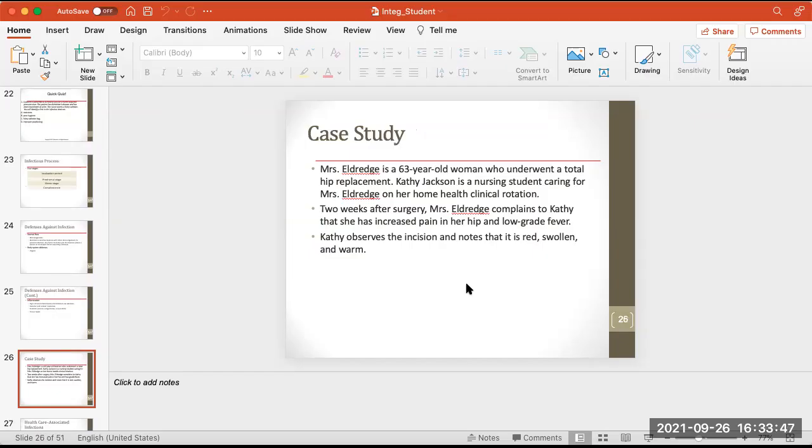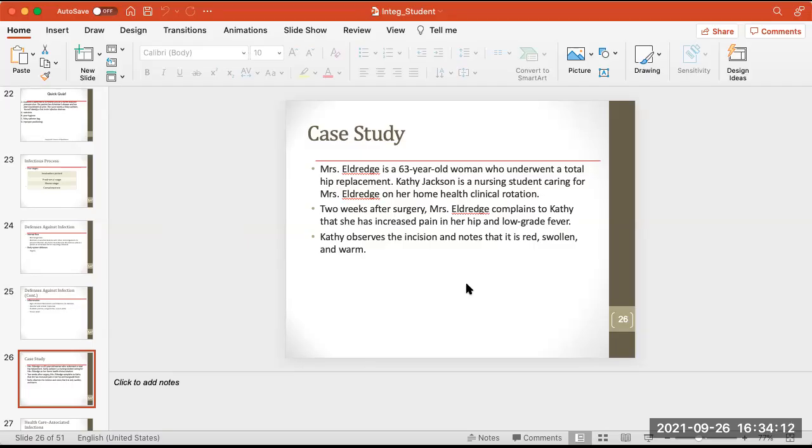Here we have, what do we have? Mrs. Eldridge, a 63-year-old woman who underwent a total hip replacement. Kathy Jackson is a nursing student caring for Mrs. Eldridge at her home health clinical rotation. Two weeks after surgery, she complains to Kathy that she has increased pain in her hip and low-grade fever. Kathy observes the incision and notes that it is red, swollen, and warm.